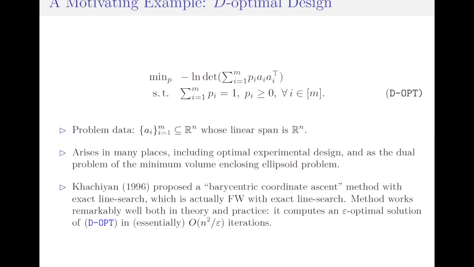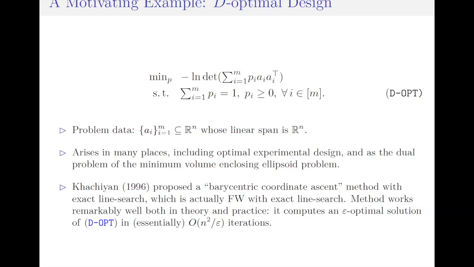What really motivates the study of this is a famous paper by Khachiyan in 1996. In it, he proposed a barycentric coordinate descent method with exact line search. By that time, Khachiyan was not aware of any Frank-Wolfe literature, and he basically just proposed this method. Actually, this method was initially proposed by Fedorov in the 1970s. But the innovation of Khachiyan is that he gives the first complexity analysis of this method, which is very innovative.